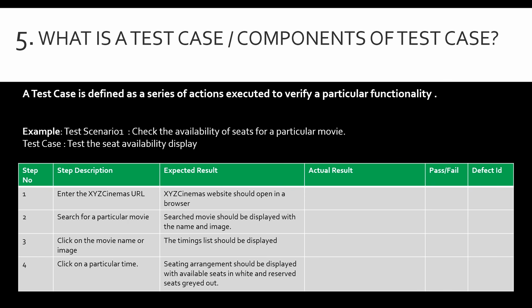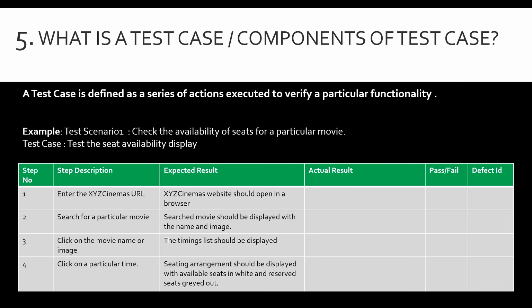Step number two, search for a movie. Expected result is the searched movie should appear with an image and the name. Step number three, click on the movie name or image. Once it is clicked, the expected result will be the timing should be displayed. And then the last step is to click on a particular time, and here is where the key expected result is, which is the seating arrangement should be displayed with the available seats in white and the reserved seats or the booked seats already grayed out. So this is the expected result.